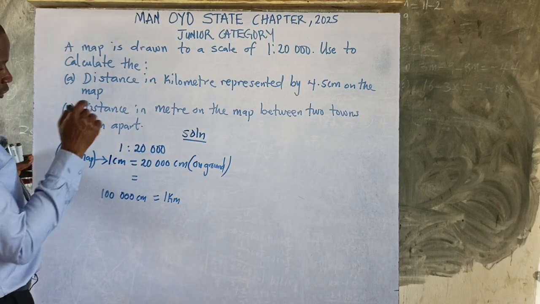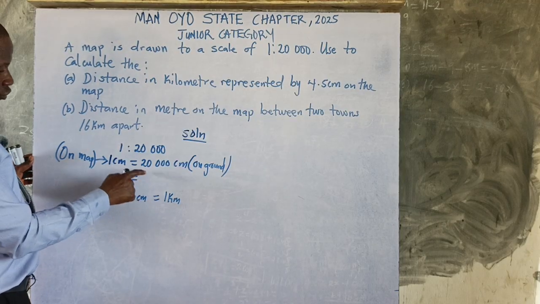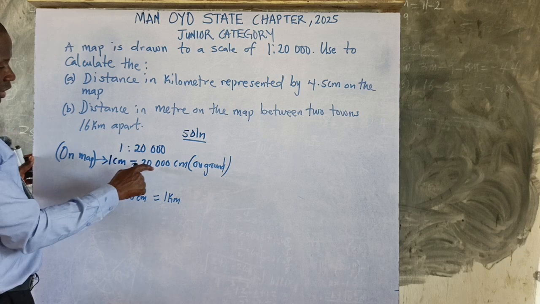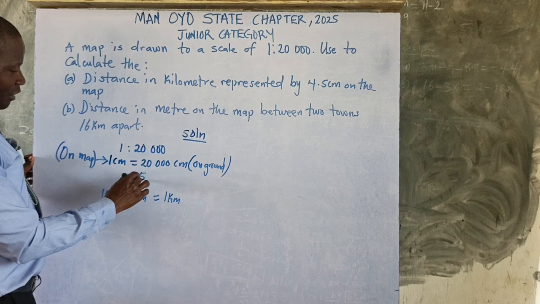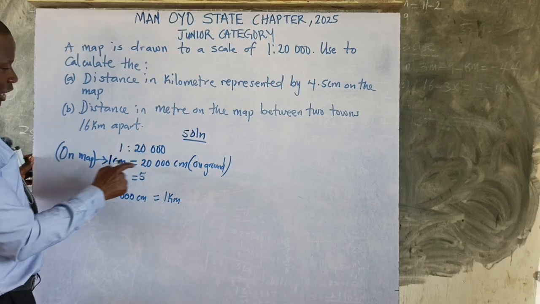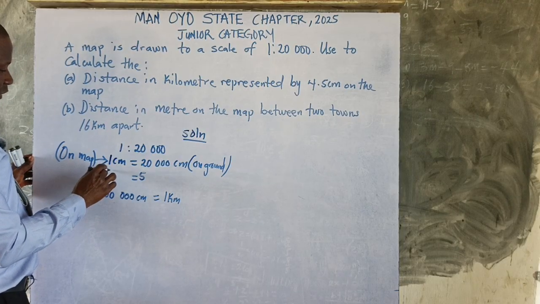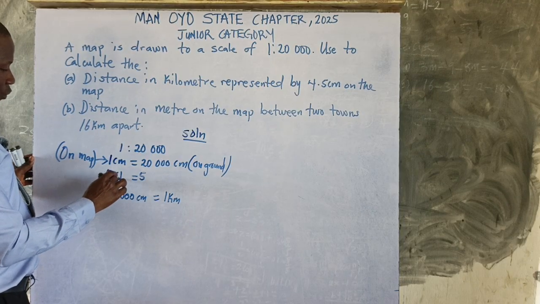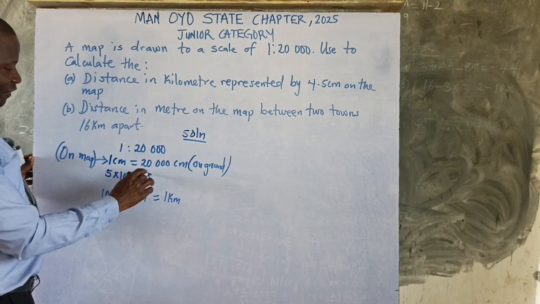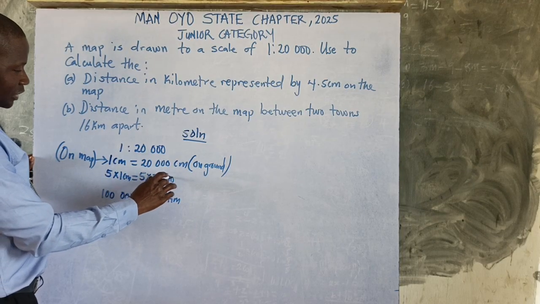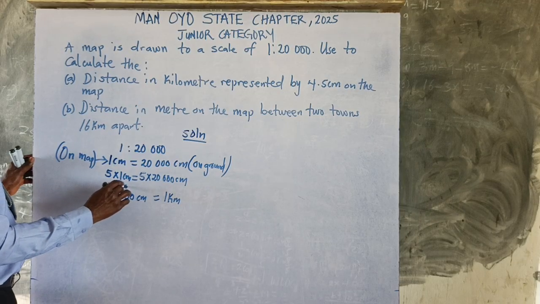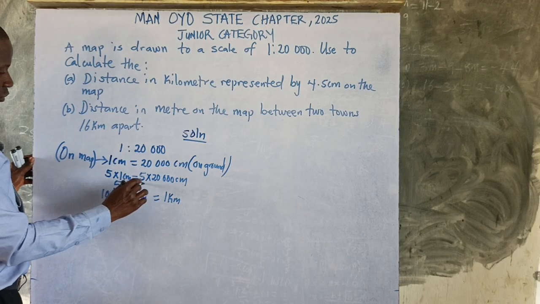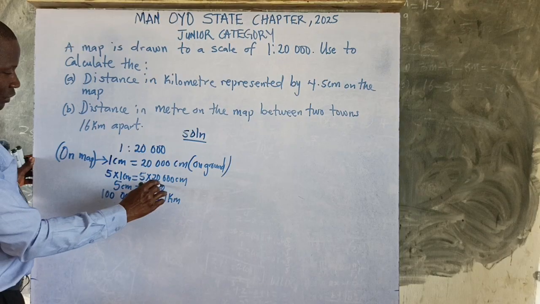Now, how do we make 20,000 centimeters become 100,000 centimeters, because we are converting to kilometers? We are going to multiply by 5. We are multiplying both sides of the equation. Consider this as an equation. Multiplied by 5, this gives us 5 times 1 centimeter, and this gives us 5 times 20,000 centimeters. Which implies 5 centimeters equals 100,000 centimeters.